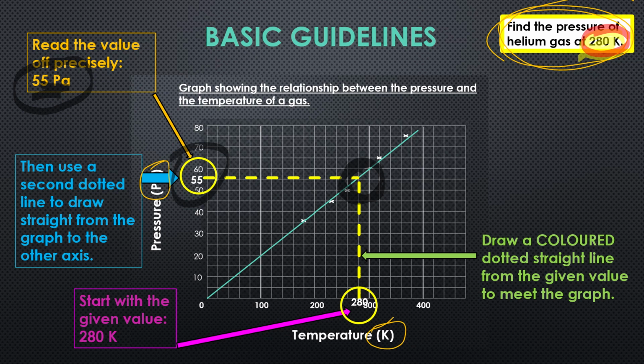Questions like this go for 2 marks. You get 1 mark for showing the dotted lines. If you don't show your dotted lines, you won't get that mark. And then 1 final mark for your correct answer and using the correct SI unit. So this is a straightforward level 1 or 2 question.